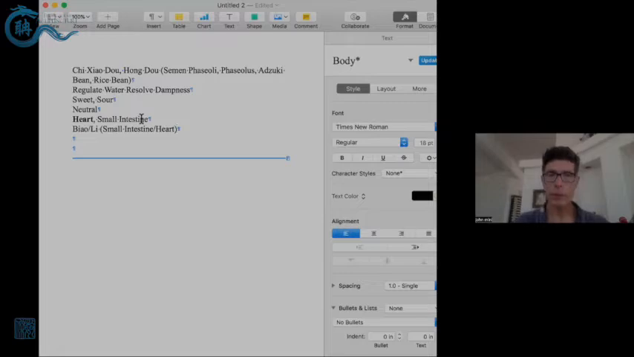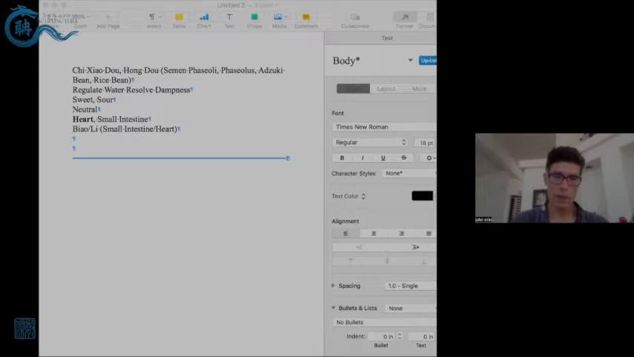Okay, the first one we run into is Xiaodou. It's sweet, sour, and neutral. Are we really going to be using this to disperse cold blood stagnation from the heart? Not too likely. It's got some good channel associations, sure. Pretty simple. The sweet, sour, and neutral is probably not going to get us into the ballpark. But we might need to use it under certain circumstances, okay?